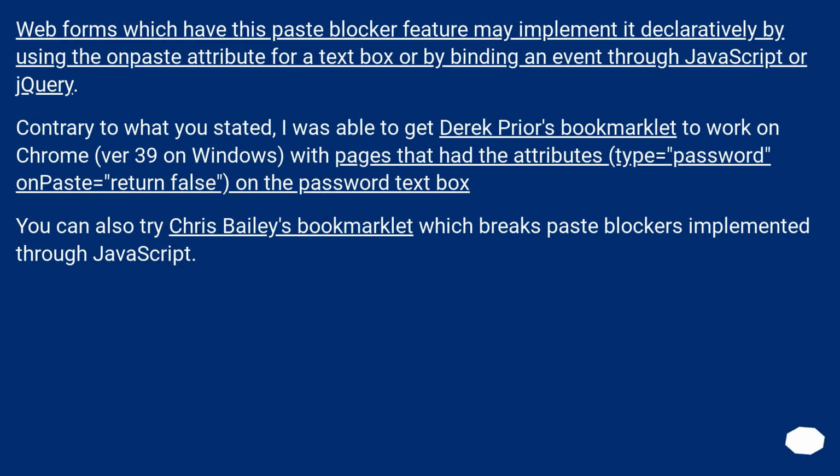Web forms which have this paste blocker feature may implement it declaratively by using the onPaste attribute for a text box, or by binding an event through JavaScript or jQuery. Contrary to what you stated, I was able to get Derek Pryor's bookmarklet to work on Chrome version 39 on Windows, with pages that had the attributes type="password" onPaste="return false" on the password text box. You can also try Chris Bailey's bookmarklet, which breaks paste blockers implemented through JavaScript.